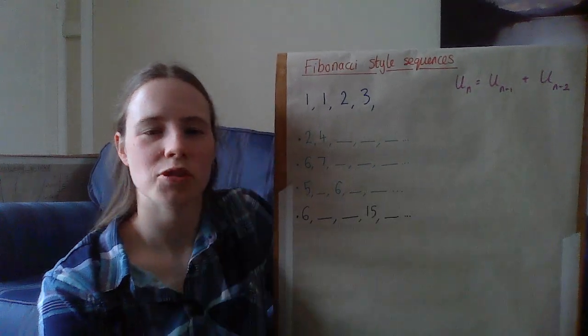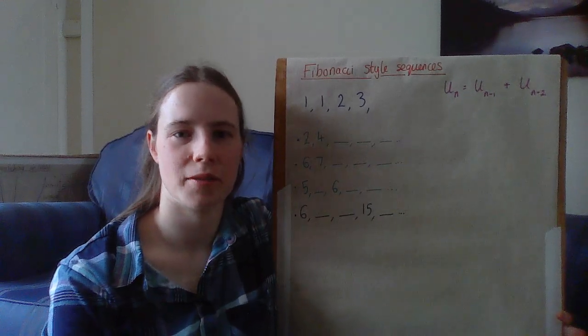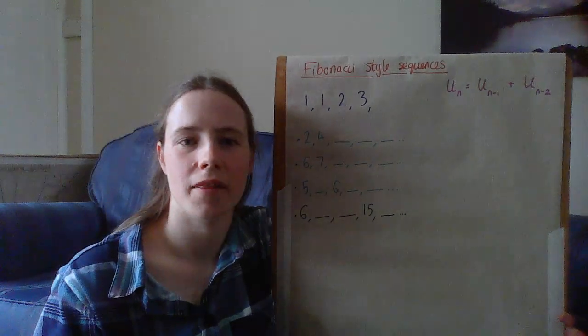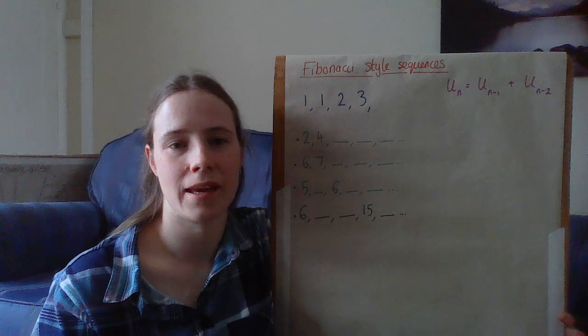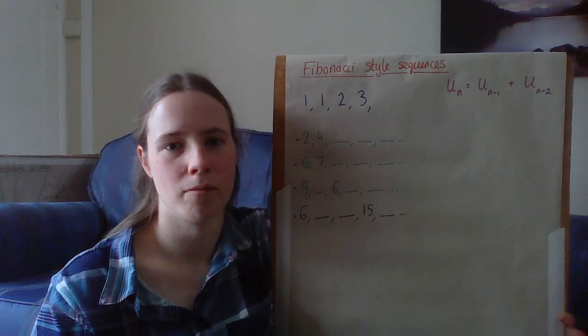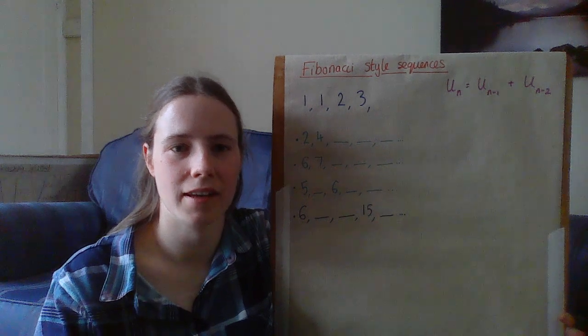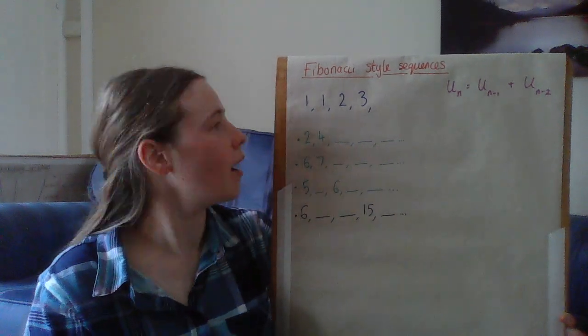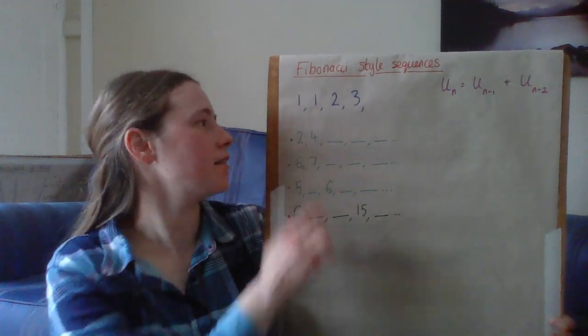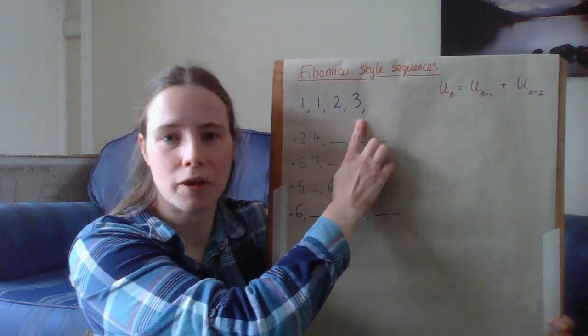Hello, in this video I'm going to talk you through Fibonacci star sequences. Before I begin, Fibonacci is the name given to the sequence because it's named after Leonardo of Pisa, who was the son of Bonacci, which is why his nickname was Fibonacci. The classic Fibonacci sequence that you may well have seen before begins 1, 1, 2, 3.